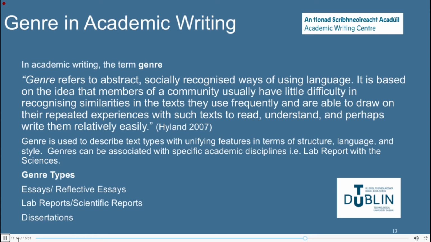You may have used the term genre to refer to different music styles, from classical music to pop to heavy metal, or perhaps in literary genres. In academic writing, the term genre is used to describe text types that share specific characteristics that are easily recognizable and associated with an academic discipline. You can read a detailed definition by Halliday and see different genre types such as essays, reflective essays, lab reports, dissertation, etc. The idea of genre connects with the structure adopted for the text type. If you remember, we cover the structure of an essay and of a scientific report in slides 6 and 7.